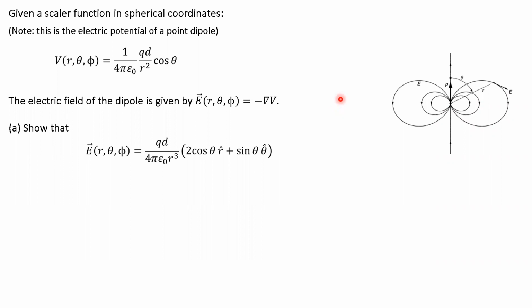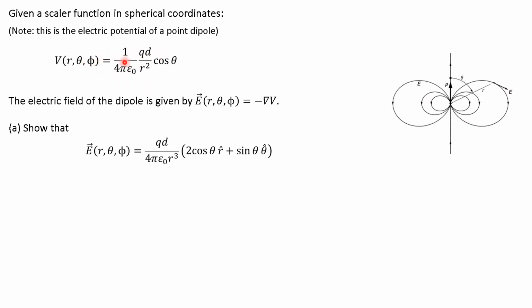So for this question, I just want you to practice how to do the gradient in spherical coordinates. This is a scalar function depending on r, theta, phi. As you can see, it actually only depends on r and theta, but not phi. As you will learn sooner or later in 2041, this is the electric potential for a point dipole. But it doesn't matter at this point. I just tell you that this is a scalar function.